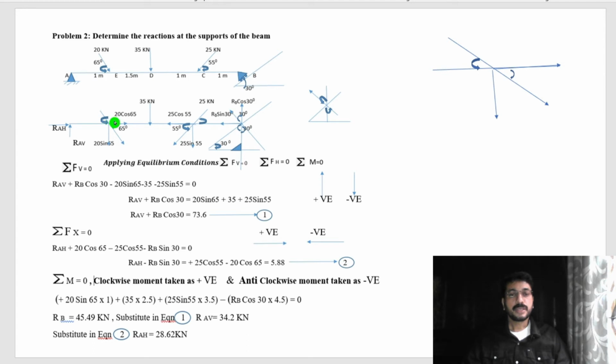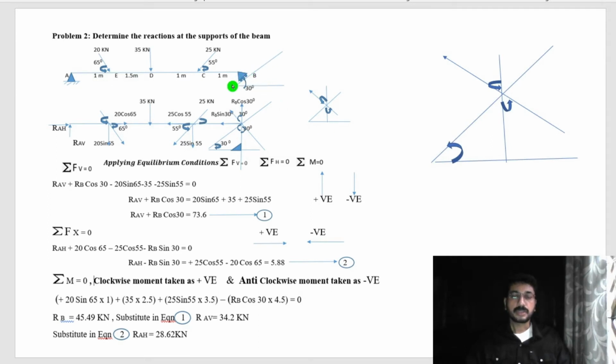The angle-making component should be taken as cos of that component. Then 20 cos 65 acts along the x direction and 20 sin 65 acts along the y direction, acting at point D. Similarly, an inclined force of magnitude 25 kilonewton makes an angle of 55 degrees with the horizontal. Since this is the angle made, after drawing the line, the angle will be here. We get 25 cos 55 along the x direction and 25 sin 55 along the y direction.